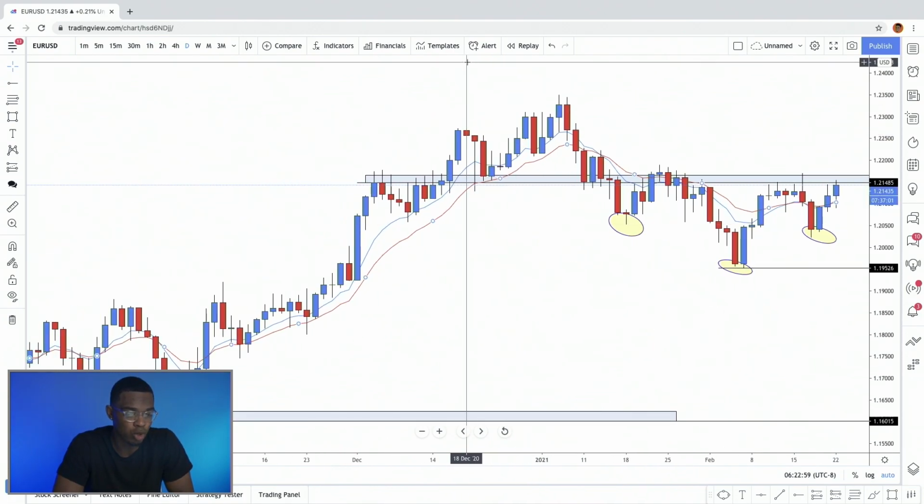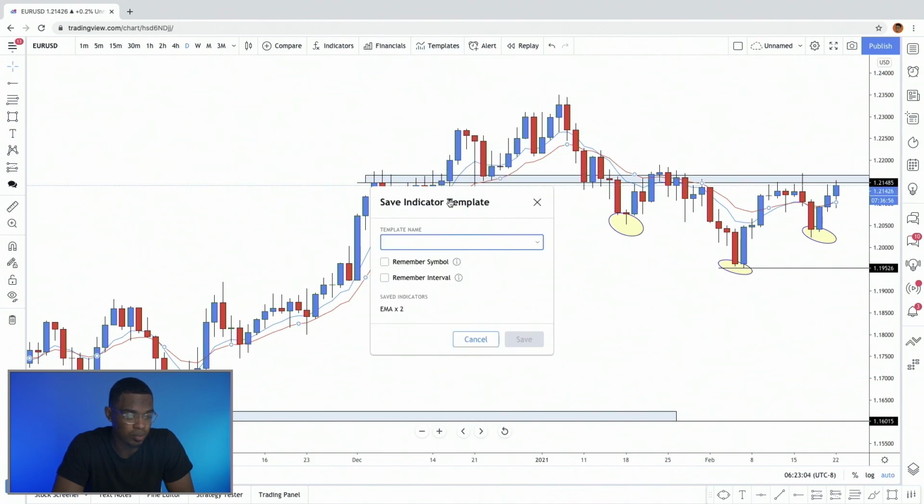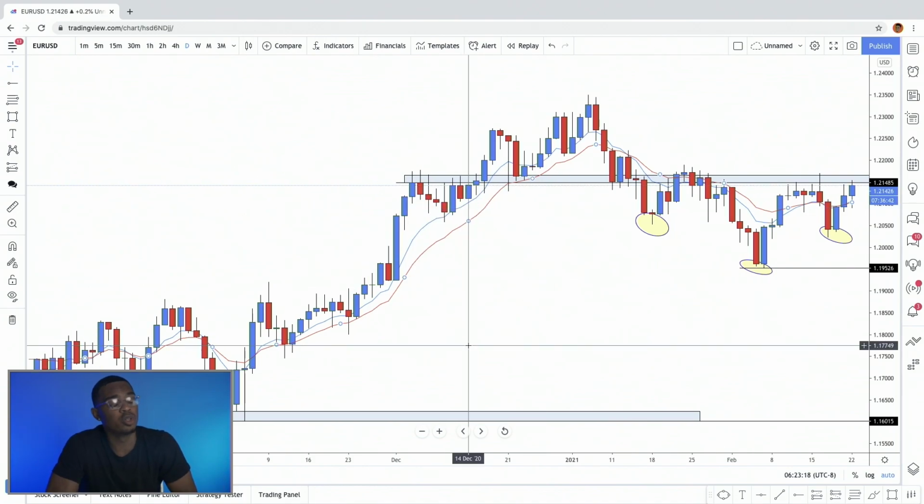To save it, go to templates and click save indicator template, and then you can write whatever you want, like 8 and 14, whatever. I'm not gonna save it because I already have it saved in there, but that's basically what you do. Now, you can use a moving average crossover or just one moving average. There's no clear-cut difference in my experience and what I've seen in the market. It's just a personal preference.